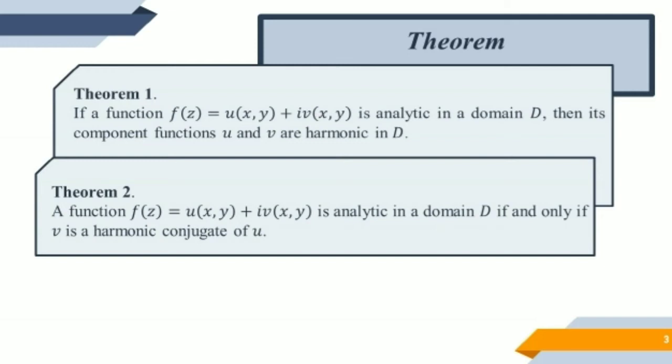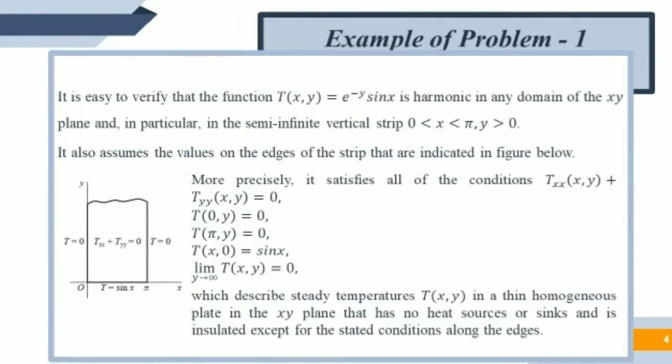And the next is the theorem. The first theorem about harmonic functions is this: if a function f(z) equal to u(x,y) plus i v(x,y) is analytic in domain D, then its component functions u and v are harmonic in D. And then the second theorem: a function f(z) equal to u(x,y) plus i v(x,y) is analytic in a domain D if and only if v is a harmonic conjugate of u. And then, for clear understanding, we go to the examples.